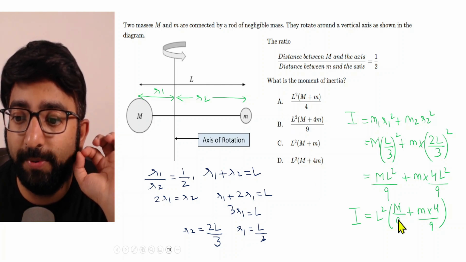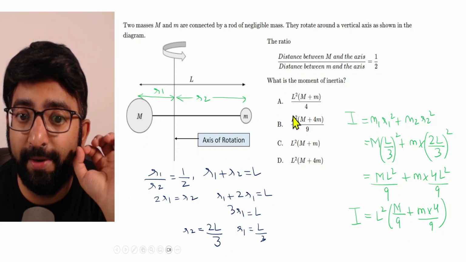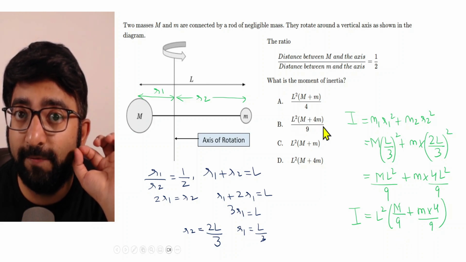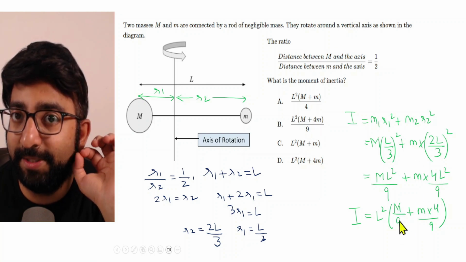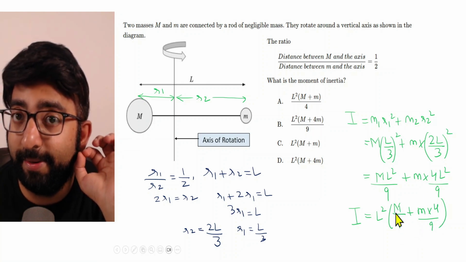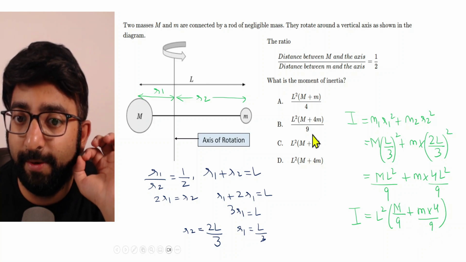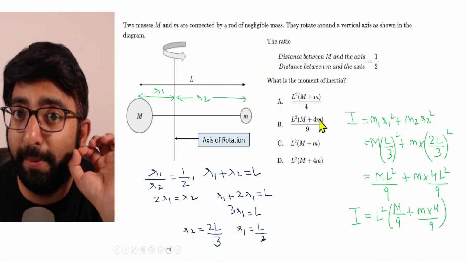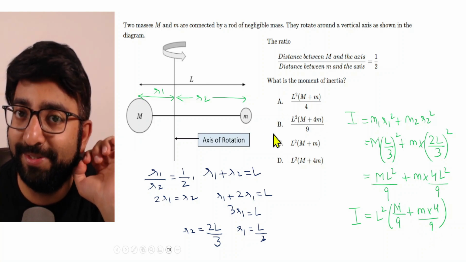Now, if you look at all the options, this expression is there in option B. So L square times capital M plus 4m is in the numerator and 9 is in the denominator. So basically, we have just taken the LCM. 9 is the LCM and capital M plus 4m is in the numerator. And that is why option B is the right answer to this question.